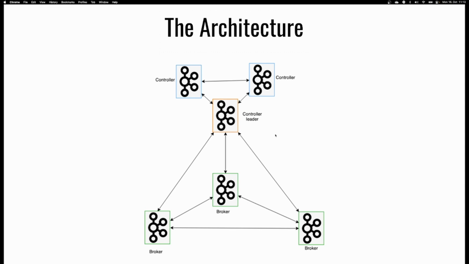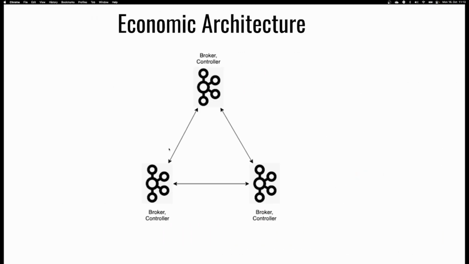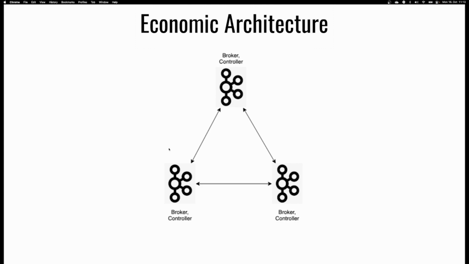But in our case, we are going to go with the simpler version of the architecture. The simpler version is the one where your broker acts as both controller and broker. And this is the design that we are going to adopt with our GCP setup, in which our nodes, or our instances, or our Kafka brokers will act as both brokers and controllers. So let's go into GCP.